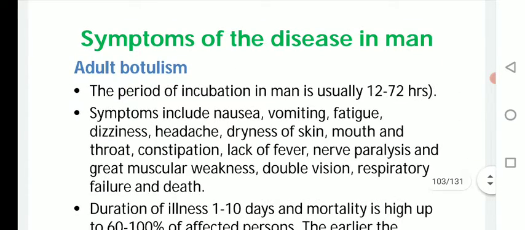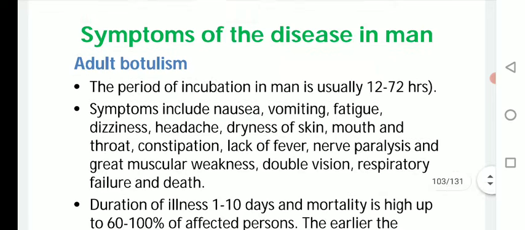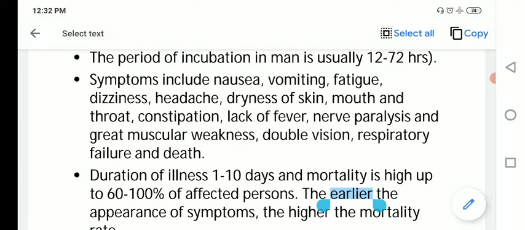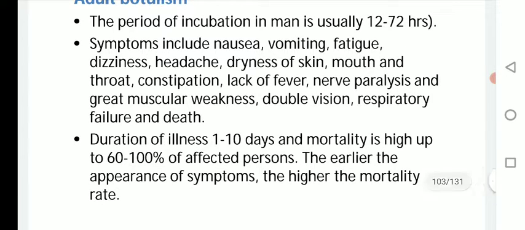And symptoms associated with the disease include adult botulism. So the period of incubation in man is usually 12 to 72 hours, and symptoms include nausea, vomiting, fatigue, dizziness, headache, dryness of skin, mouth and throat ulcers, constipation, lack of fever, then nerve paralysis and great muscular weakness, double vision, respiratory failure and death. So overall these are symptoms associated with this type of intoxication.